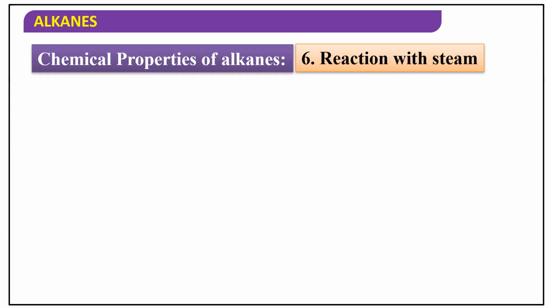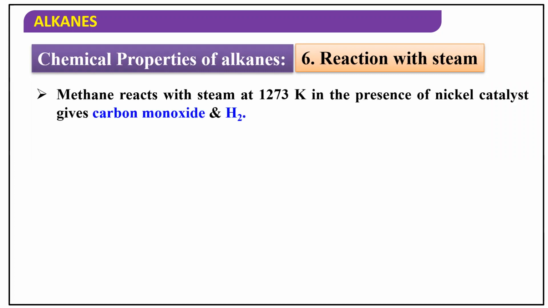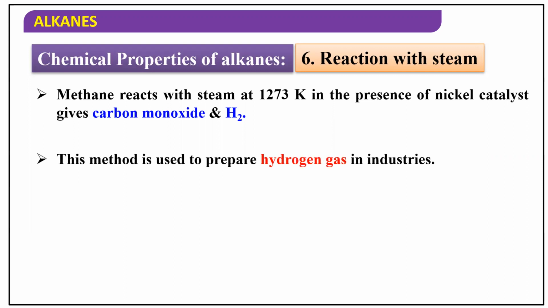Reaction with steam. This is one more significant reaction. Steam is nothing but water in the vapor form. So what happens? Methane reacts with steam at 1273 Kelvin in the presence of nickel catalyst, giving carbon monoxide and hydrogen. So it gives carbon monoxide as the product, and along with that, we have hydrogen as the byproduct. This method is actually used to prepare hydrogen gas in the industries. So this is a very, very important commercial reaction because it is used in the manufacture of hydrogen, where hydrogen is used for a lot of industries.